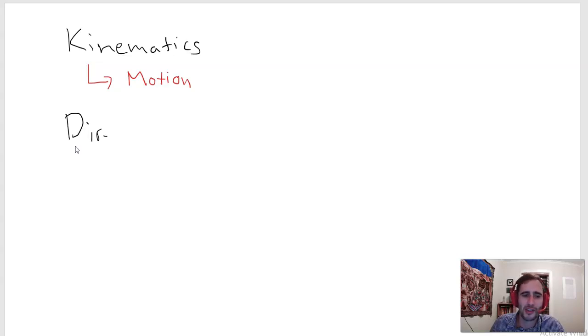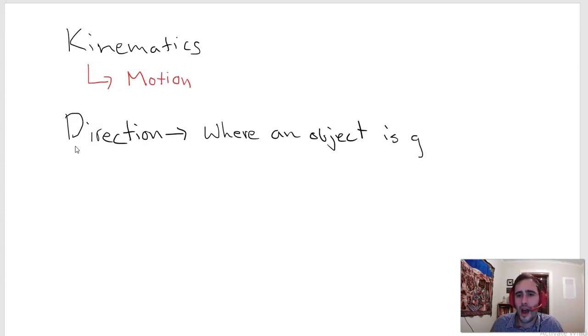First one is direction. Now, direction is one of those words where everyone kind of knows what direction is. Another way to explain it is where an object is going. You could even take it a bit further in 3D space. If it was a 2D object, it's like, where is it going from left to right or something like that. But I'm just going to keep 3D space for the moment because that's kind of what we're going to be looking at.